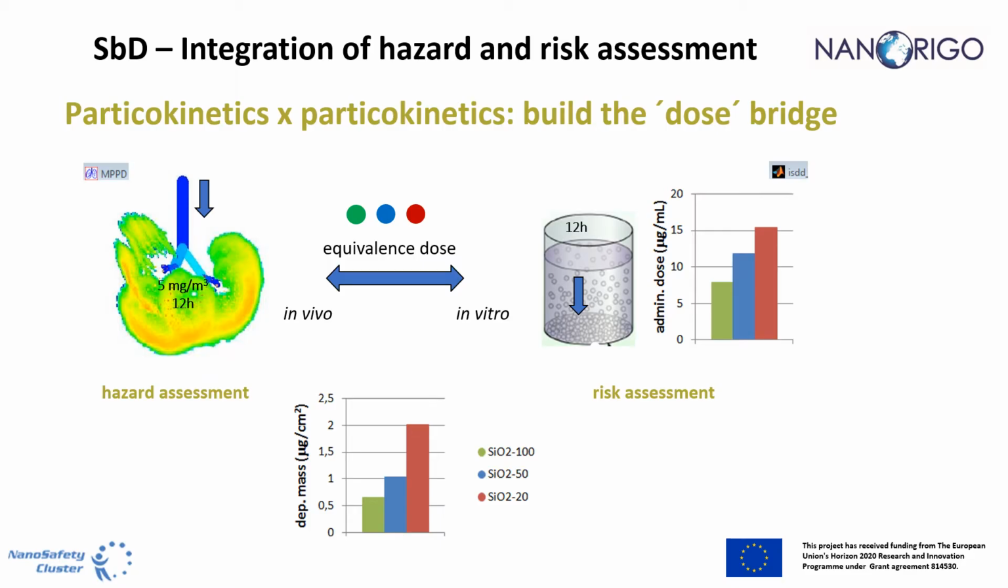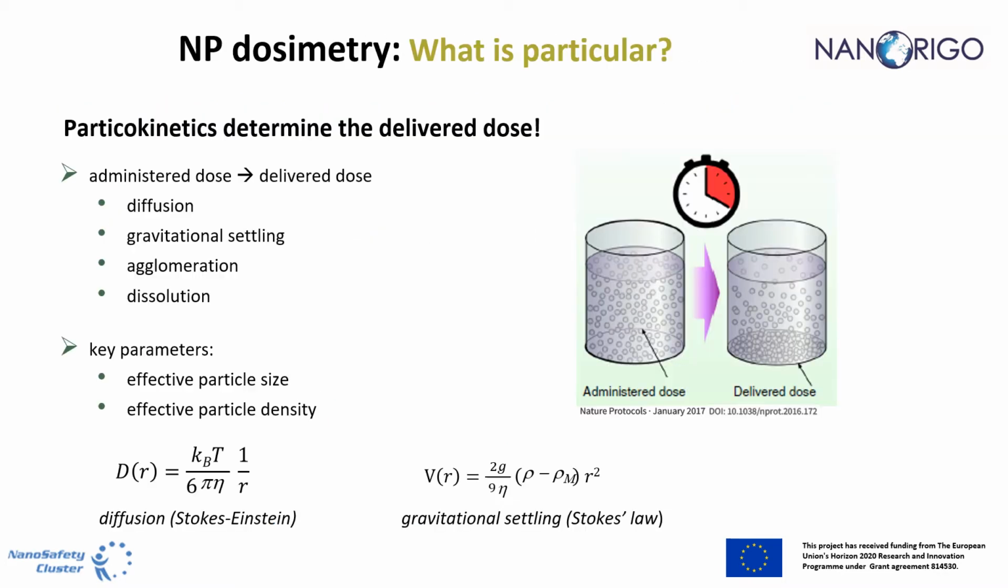Risk assessment based on in vitro cytotoxicity testing relies on dose equivalence of in vivo and in vitro scenarios. Any in vivo exposure dose and the resulting tissue-delivered dose needs a defined procedure of bridging to a corresponding in vitro administered dose and the resulting cellular effective dose. Particle kinetics are the determinants in both scenarios.